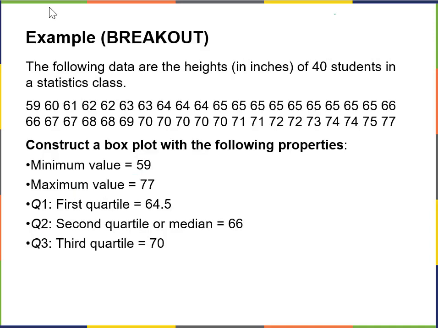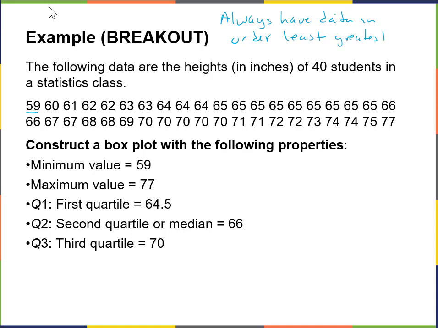What I'd like you to do is try and build one based on this data set. This data are the heights in inches of 40 students in a statistics class. It starts at 59 inches, and looking across the data, it looks like it's already ordered. One quick note: you always have to have data in order, and if it's not, you have to put it in order, least to greatest.